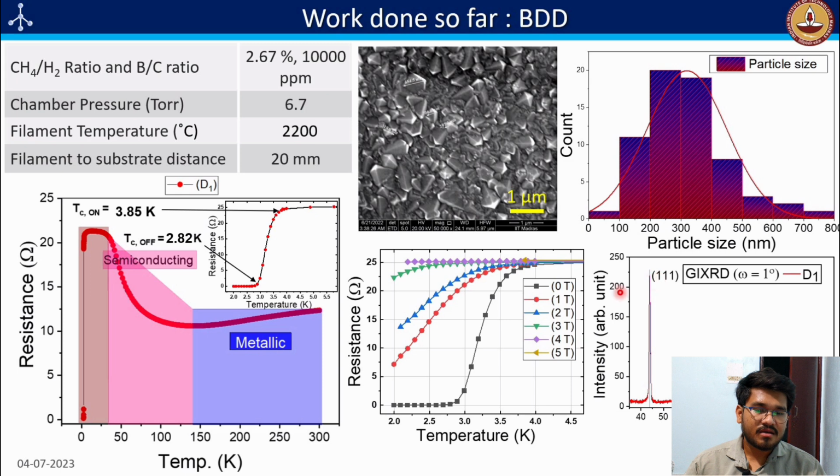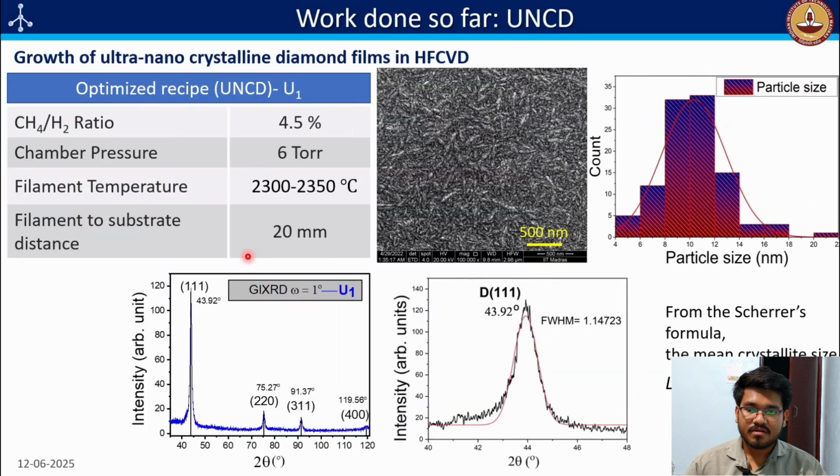This is the typical orientation of the peaks in polycrystalline diamond. We have 111, 220, 311, and 400. This is a signature that this is a diamond sample. For the UNCD sample, this is the optimized ratio. You have to have 4.5% of methane. That is really crucial. It may vary from chamber to chamber, but for our chamber it is 4.5%. Chamber pressure is 6 torr, or you can even use 7 torr as well.